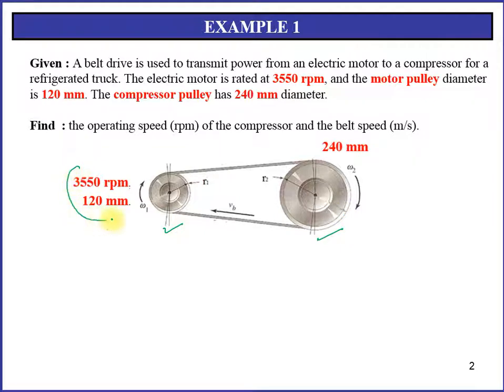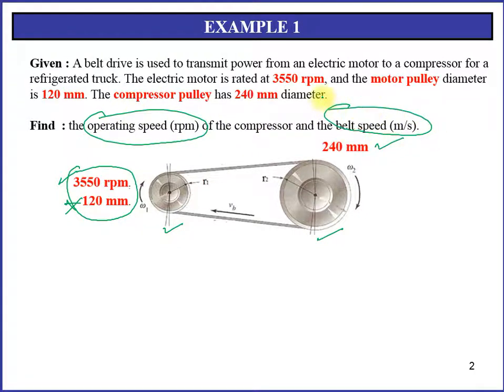Given the input pulley is rotating at 3550 RPM, and the diameter is 120 mm, and the output pulley is given as 240 mm diameter. So let's find the output operating speed and then the belt speed.